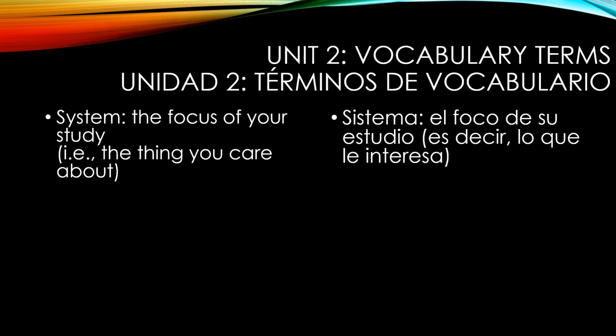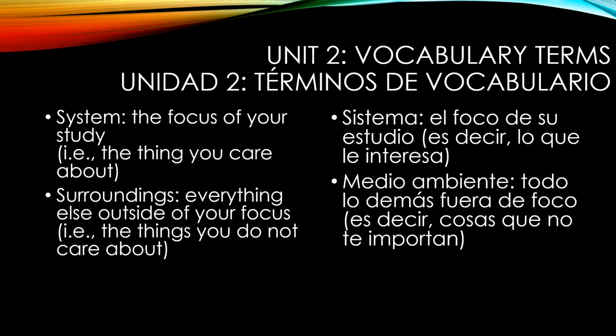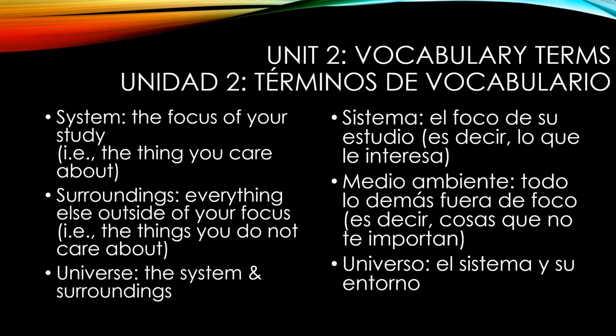The system is the focus of your study. In other words, the thing you care about. Surroundings. The surroundings is everything else outside of your focus. In other words, the things you do not care about. Universe, the system and surroundings.